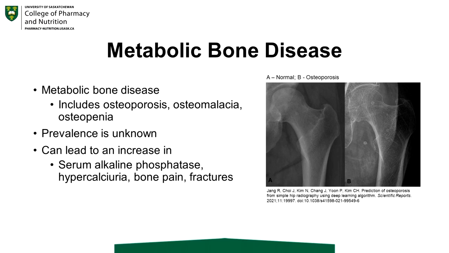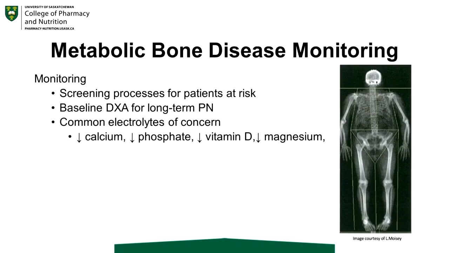A study reports that osteoporosis was seen after at least 6 months in patients on home PN. Bone disease can lead to elevated serum alkaline phosphatase, hypercalciuria, bone pain, and fractures. Screening processes should be in place to identify any patients at risk for metabolic bone disease. A baseline dual energy X-ray absorptiometry scan, or DEXA, measures bone density. A DEXA should be done for all patients who are on long-term PN.